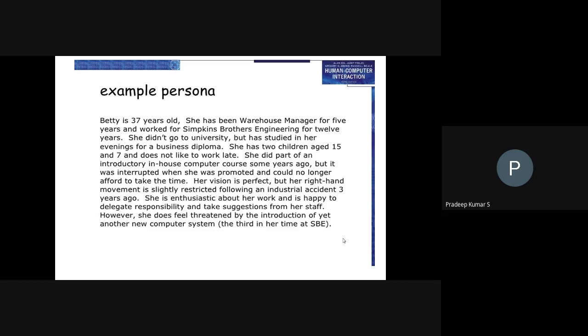Here she is a 37-year-old lady. She didn't go to the university. She simply finished a diploma. So what does that mean? Based on some experience, she collected some ideas among the worker team. After that, one day she started her own business in a successful way. Why do I stress this? Because she is enthusiastic about our work and happy to delegate responsibility. So from the collectivity of ideas only, she is able to generate good things, that is, to put good design standards.